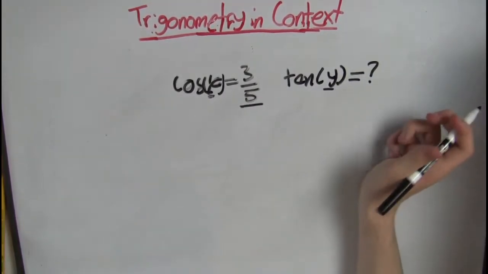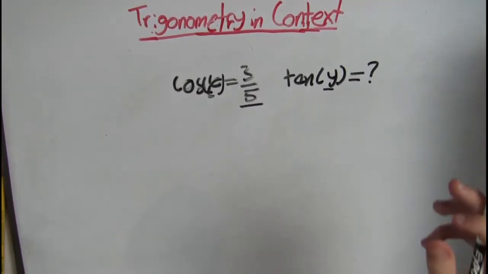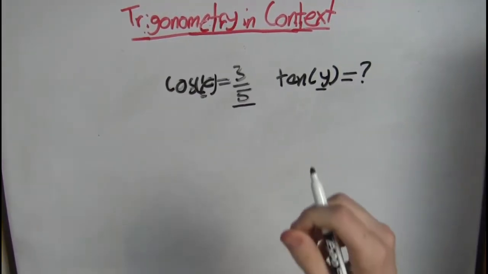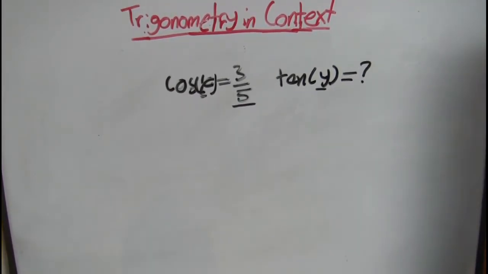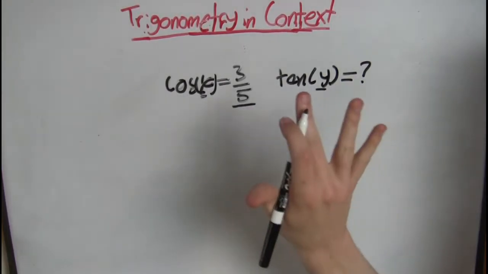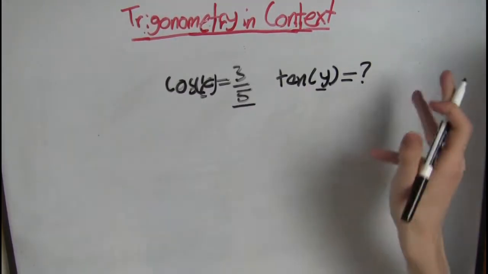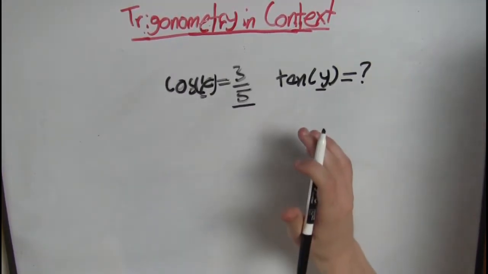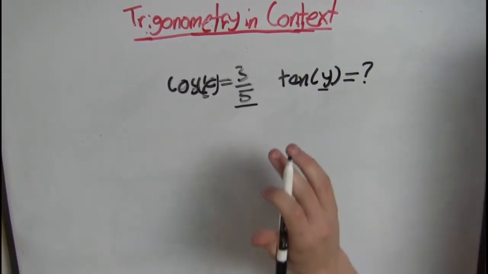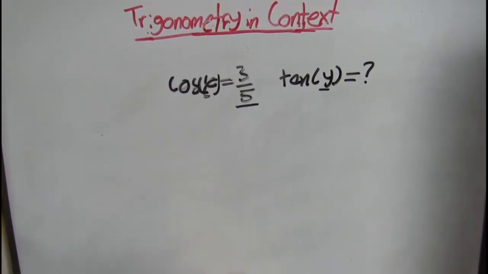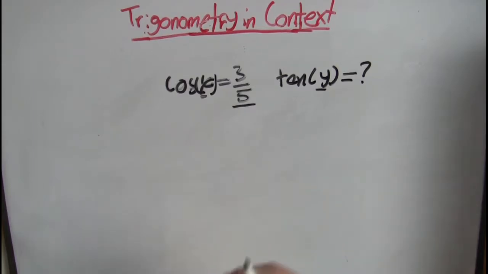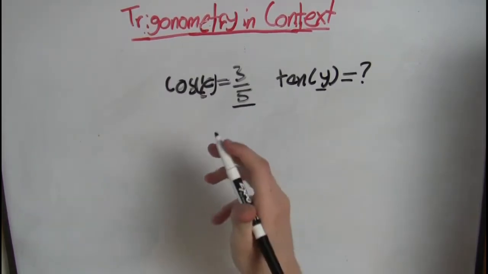Sometimes I'll give you the triangle, in which case you can do your standard: I'll label the sides, and then use my tangent is opposite over adjacent. But in many cases, they won't. They'll just give you this, and they'll say, what's the tangent of y? So what do you do? Well, one thing you can do is use your inverse functions. I can use my inverse functions to get my answer.